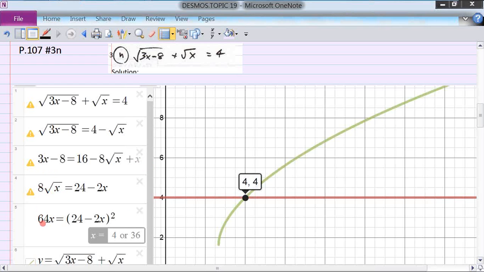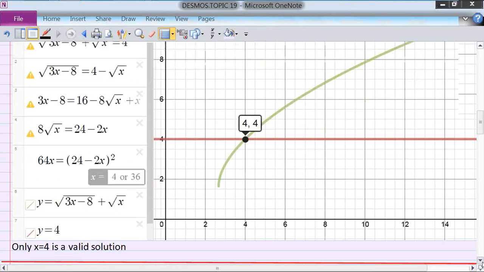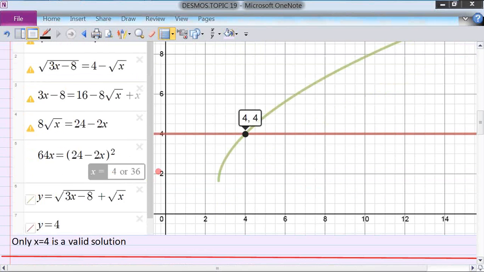Square this. 8 times 8 is 64. Square root of x times square root of x is x. And I square this, and lo and behold, I get the two solutions, 4 and 36. Now, if you go back, the only valid one that works in the equation is actually 4. 36 won't work if you put it back into the original equation. So here I plotted the left side of the equation. Here I plotted the right side of the equation. And the intersection is at x equals 4, which is exactly the same as what we got by calculation.